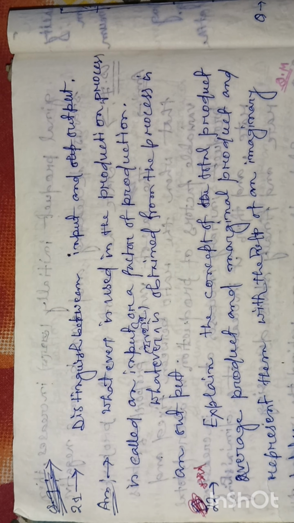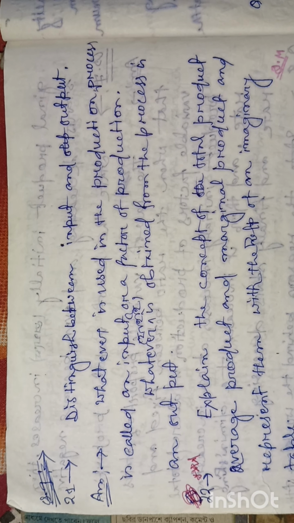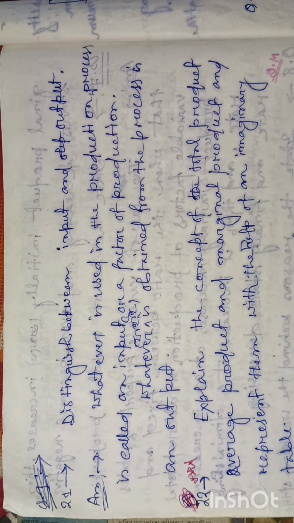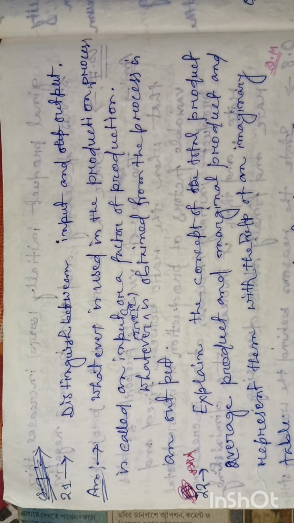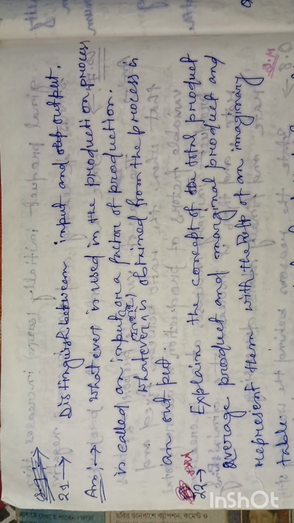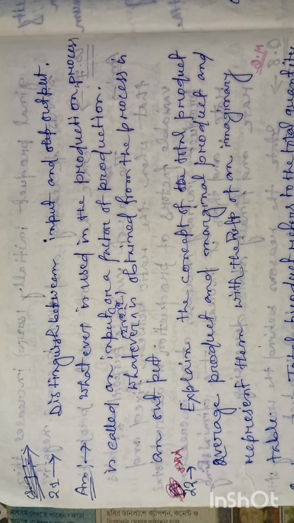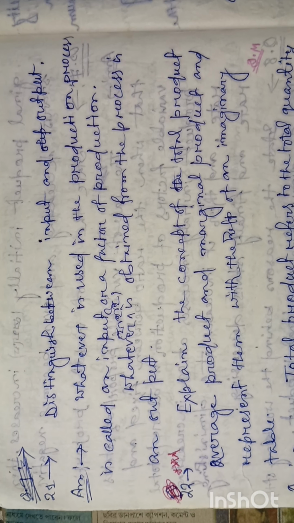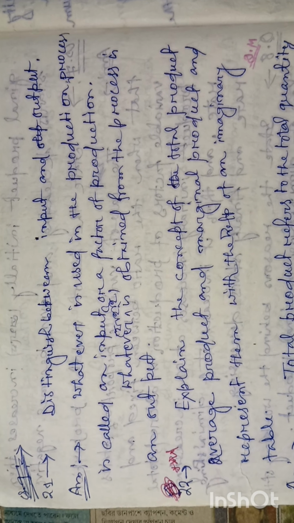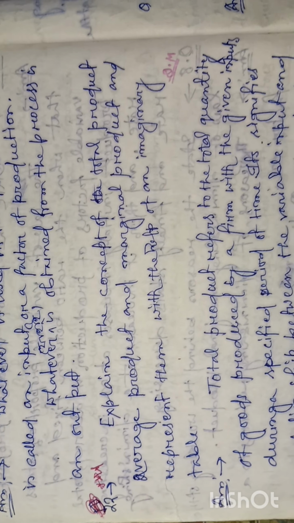Distinguish between input and output. Answer. Whatever is used in the production process is called an input or a factor of production. Whatever is obtained from the process is an output.